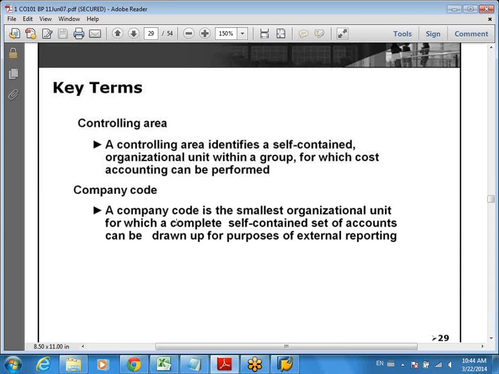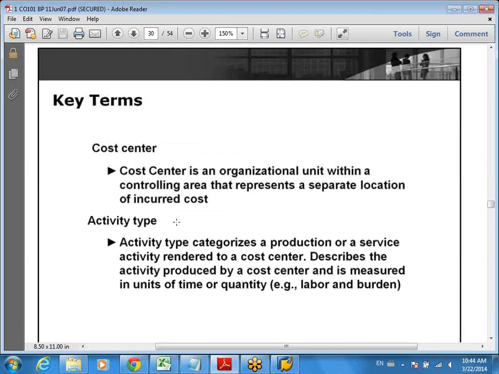Key terms: controlling area, we kind of looked at it. Company code, we don't need to worry about it. Cost center is the organization unit within the controlling area that represents a separate location of where the costs are incurred, means who spent the money.